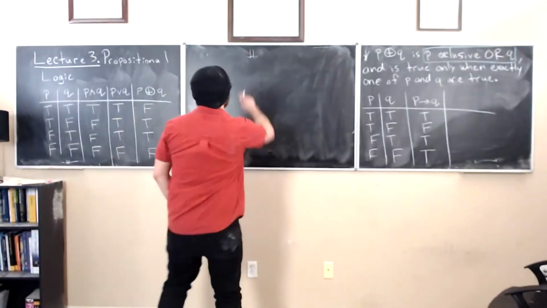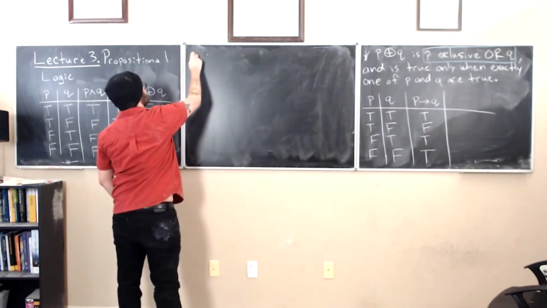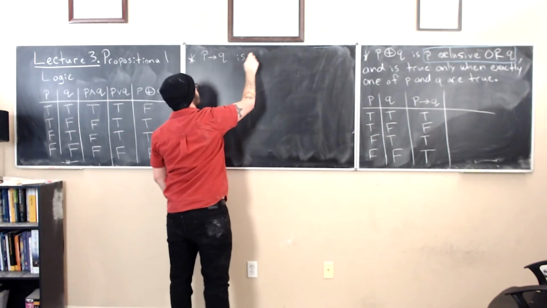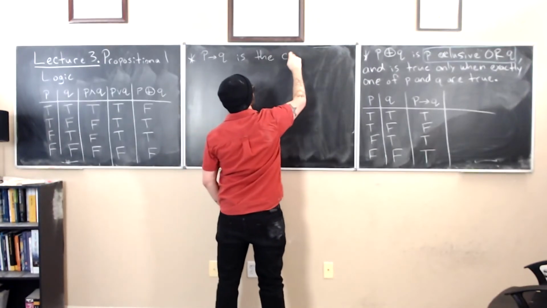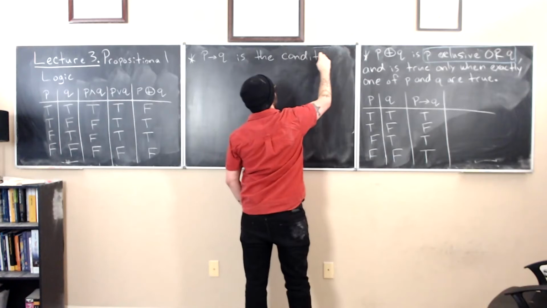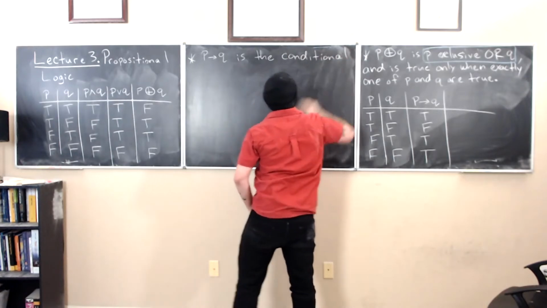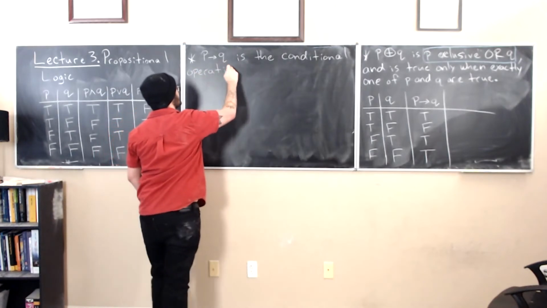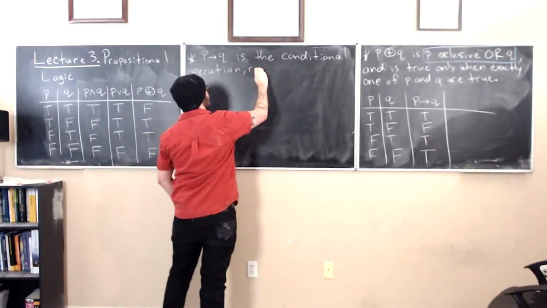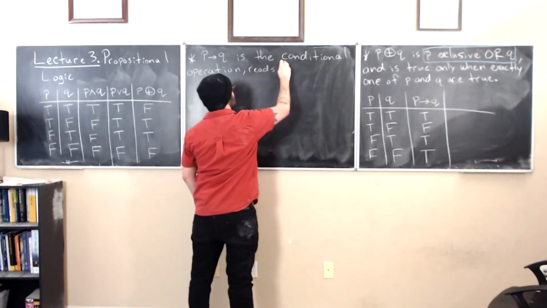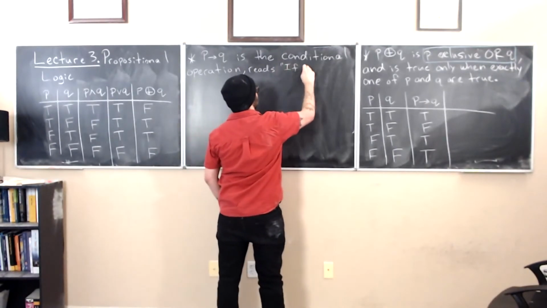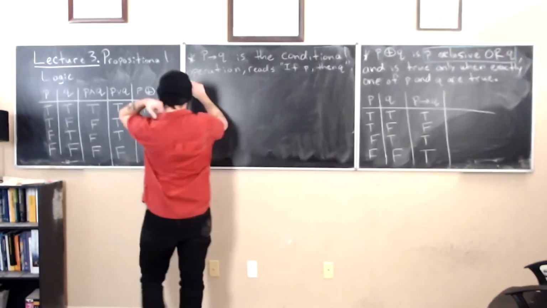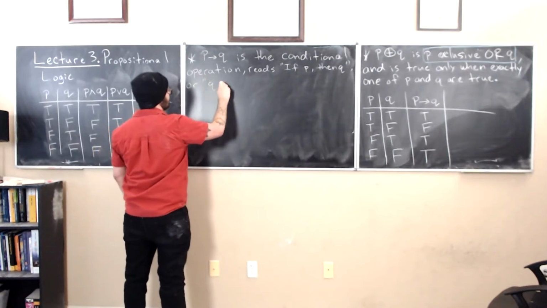All right, so I'll go ahead and let you know. So P arrow Q is the conditional operation. It reads, if P, then Q, or P implies Q.